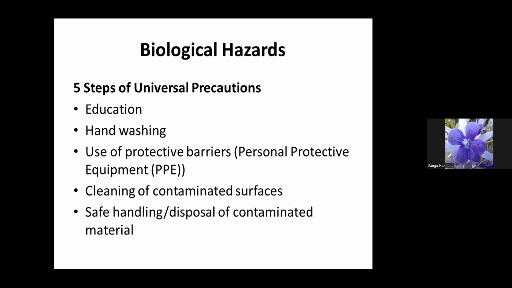What are the 5 steps? There are 5 steps of universal precautions. I hope you already know these steps: education, hand washing, use of protective barriers or personal protective equipment, cleaning of contaminated surfaces, safe handling and disposal of contaminated materials.